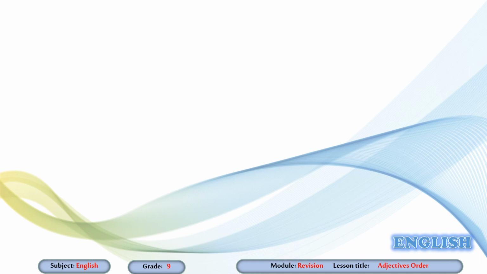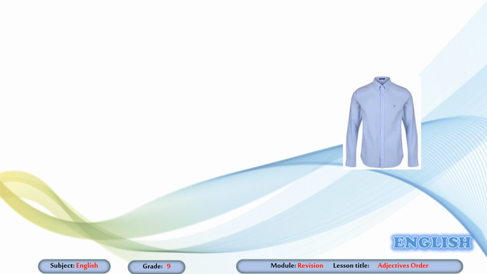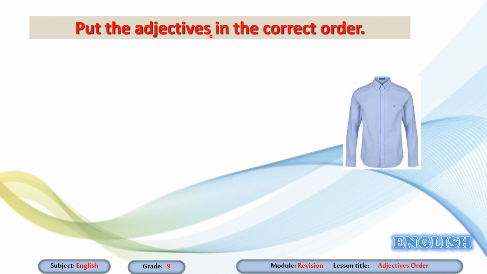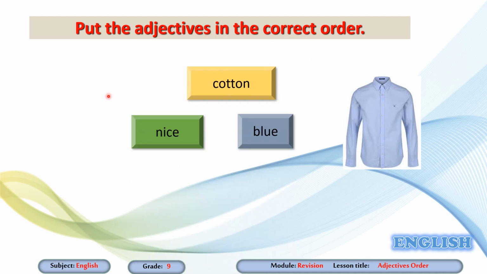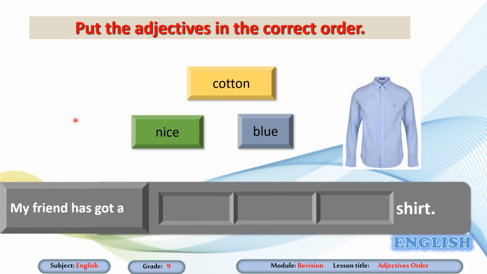Now let's have another example. Look at this picture. What is this? Good. This is a shirt. So this is the noun which we are going to describe now. Put the adjectives in the correct order. These are the 3 adjectives which we are going to use to describe this shirt: cotton, nice, blue. Now, let's read this sentence. My friend has got a shirt. I want you to think and put these 3 adjectives in the correct order. Go on, you can do it.